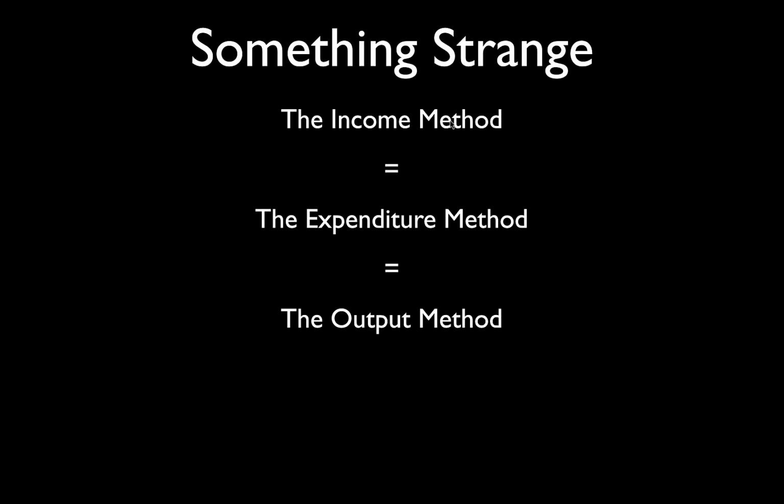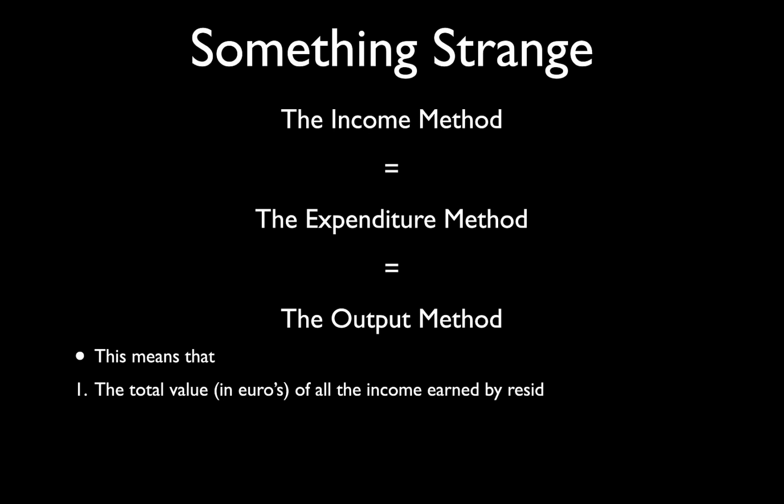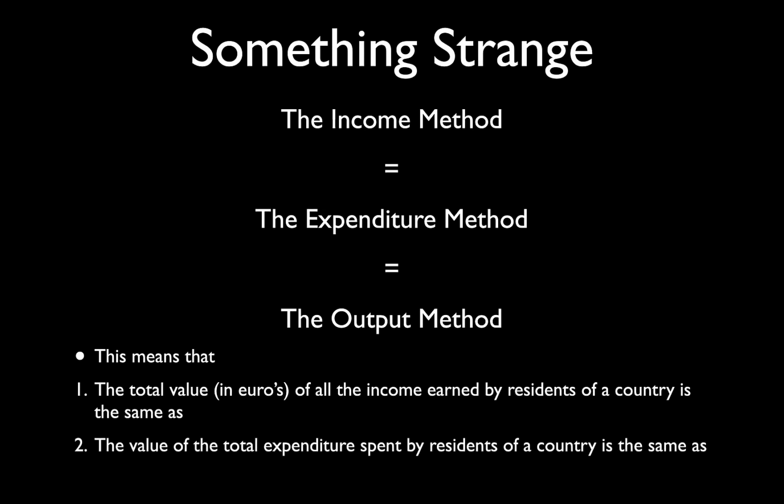Okay, so how do you earn income? You produce output and you sell it. Therefore, these 3 methods, these 3 ways of calculating national income, have to be the same. So what does this mean, as I've already said? The total value, in euros, or in yen, or in dollars, or in tugrik, whatever currency you want to use, of all income earned by residents of a country is the same as the total value of all expenditure, all the money spent by consumers in that country on final goods, which is the same as the total value of all goods and services produced.